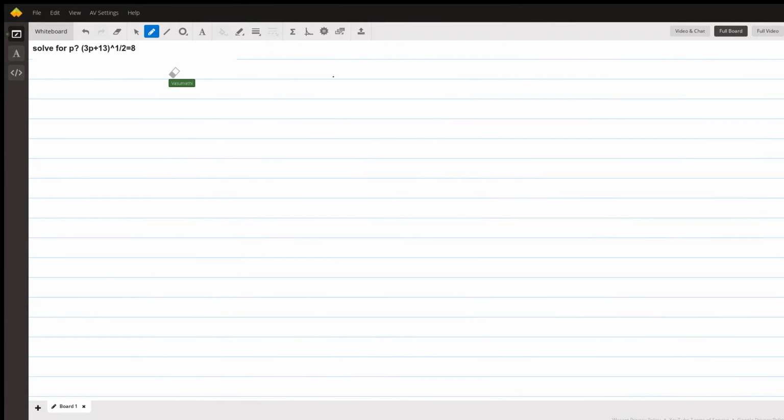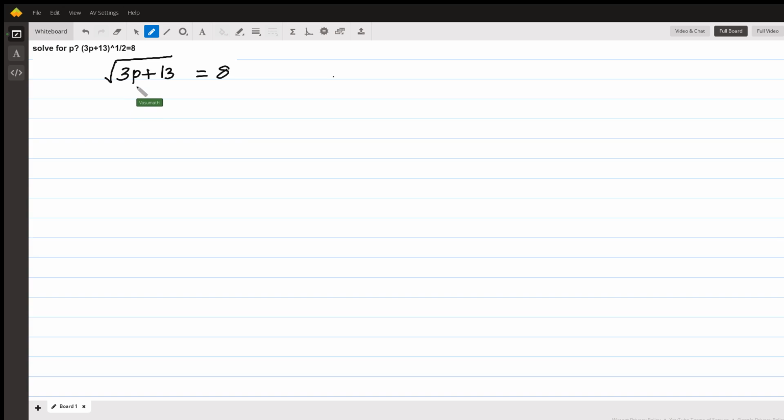So let's rewrite this problem. Instead of the exponent 1/2, I'm going to use the radical notation. So in the radical notation, I have 3p plus 13. Let's put this under the radical sign. The square root symbol is being very specific because radical could mean a square root or a cube root. In this case, it is a square root. So on the other side, we have 8.